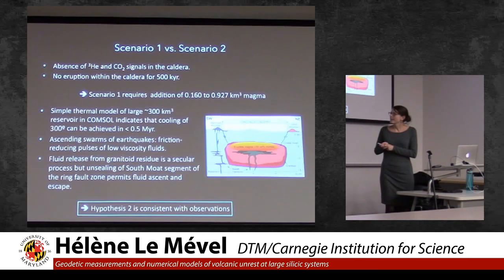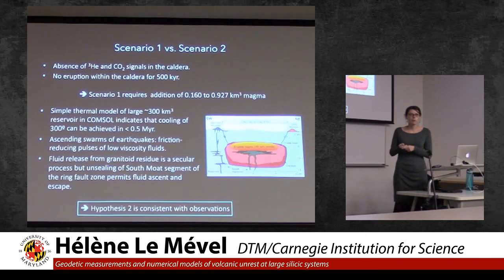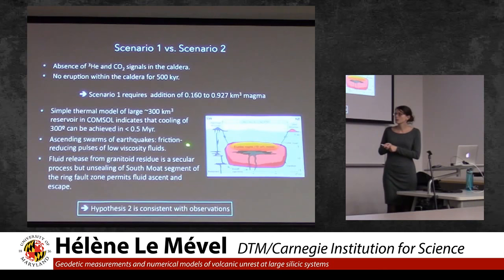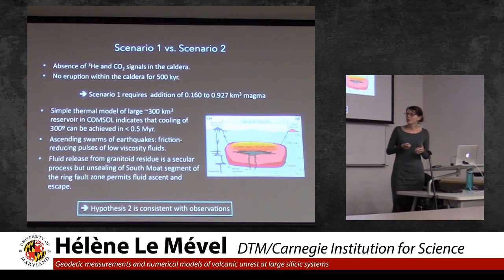There hasn't been any eruption within the caldera for the last 500,000 years. I showed you at the beginning how the eruptive centers have moved. So it seems like it would be unlikely to have those volumes of magma getting to the caldera without those signals. However, I then calculated a simple thermal model of a large reservoir, this is a picture of what we think it could look like prior to the Bishop Tuff eruption. A large 300 cubic kilometer reservoir that is cooling in Comsol, 300 degrees can easily be achieved in less than 0.5 million years. So it seems like scenario two is more likely based on this observation.